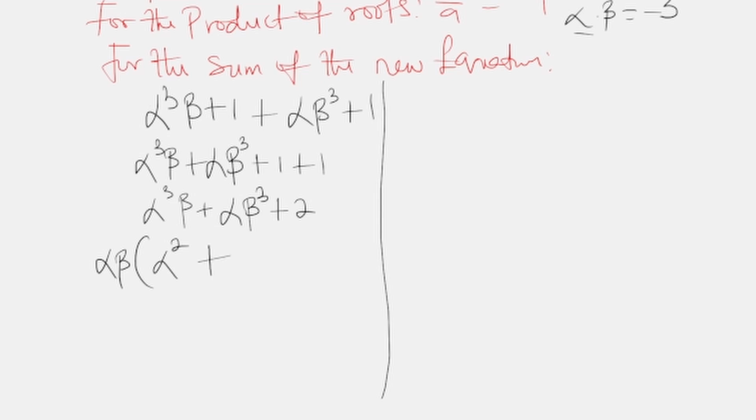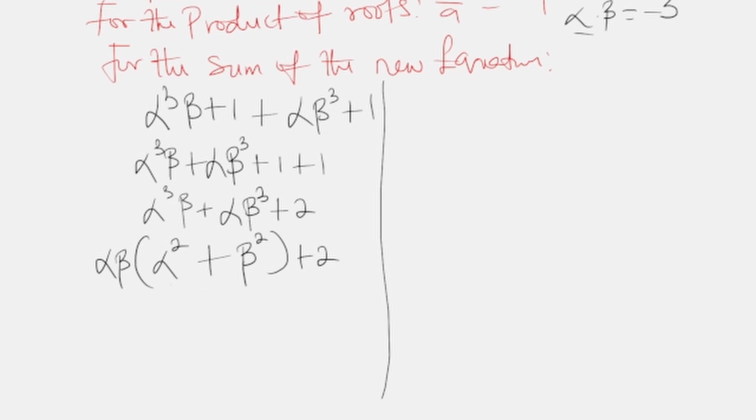If you remove an alpha from here, what do you have? No alpha left, right? And since you have one beta pulled out already, if you remove 1 from 3, how many do you have left? We have 2 left, right? This now becomes beta squared. And then we have plus 2 left.